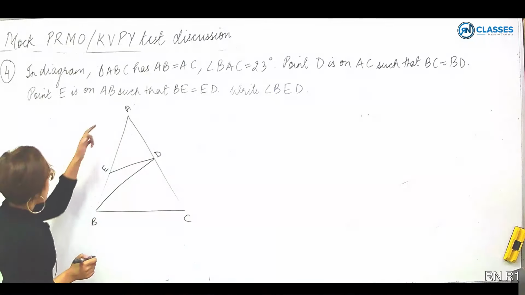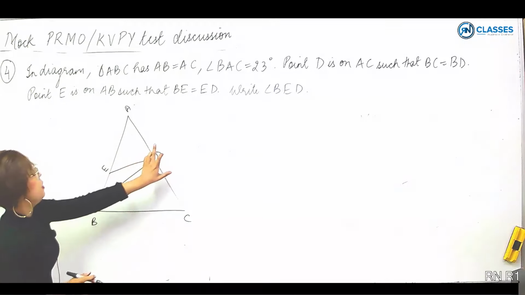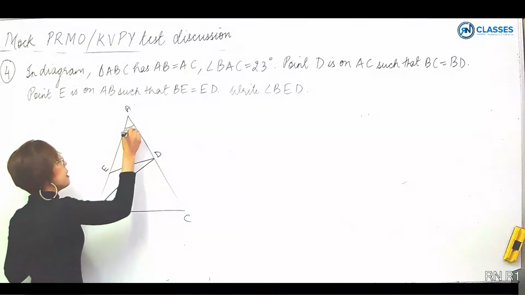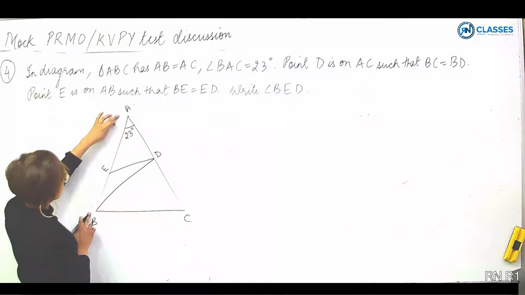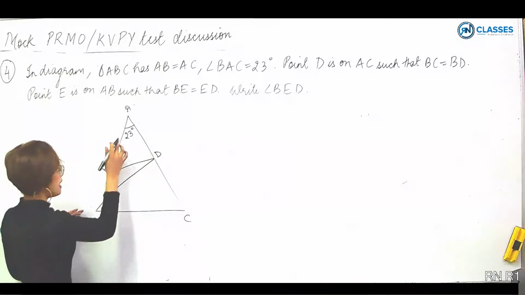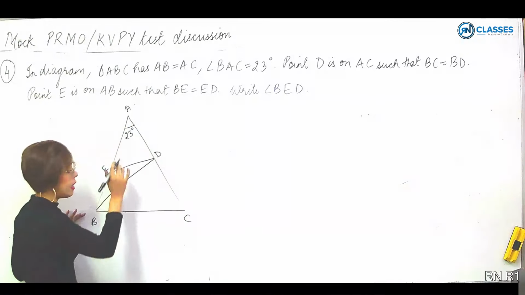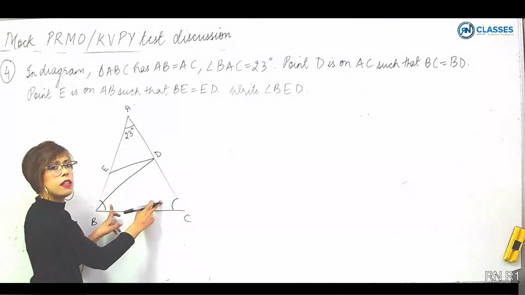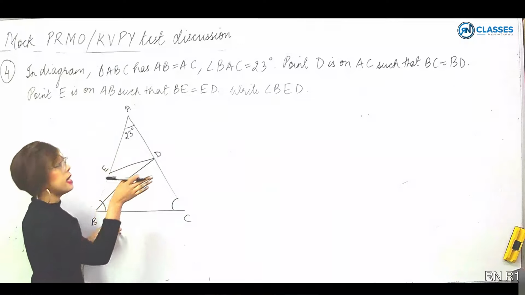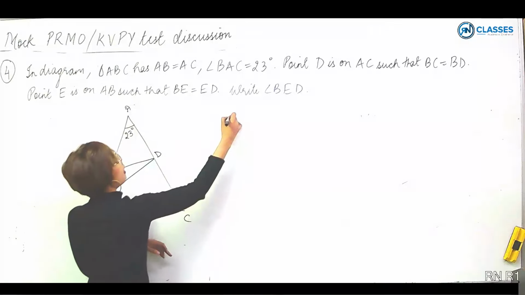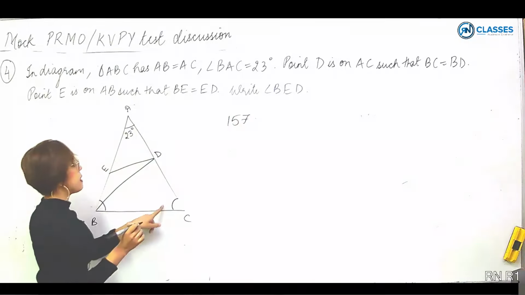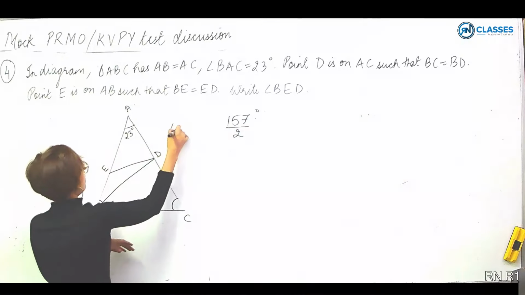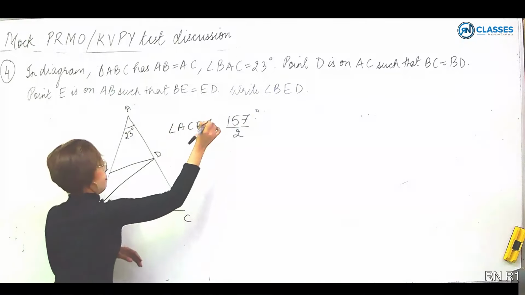In the diagram, triangle ABC has AB equal to AC. Angle BAC, as in this angle, is 23. Since AB is equal to AC, this is an isosceles triangle. That means this angle will be equal to this angle. The sum of the angles is 180 degrees. If this is 23, the sum of these two angles will be 157, and each of these angles will be 157 by 2. So I know that angle ACD is equal to this.